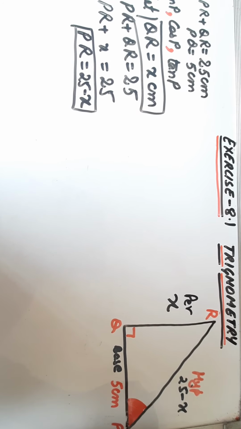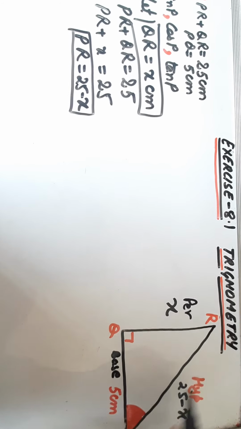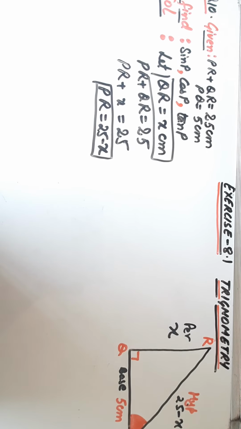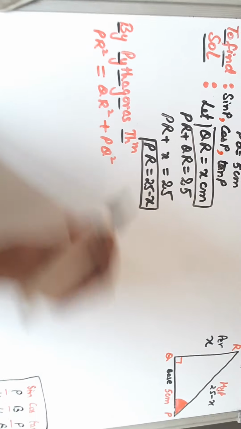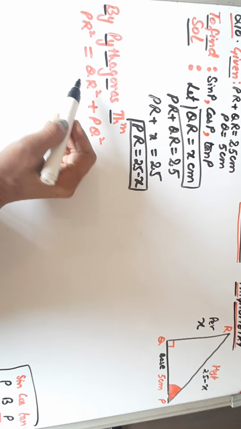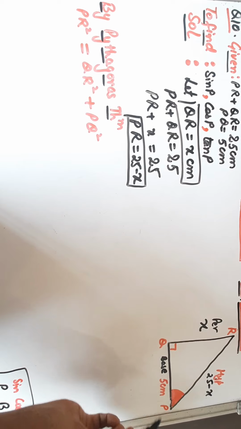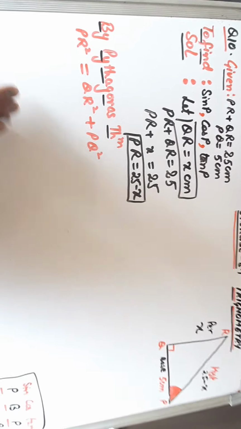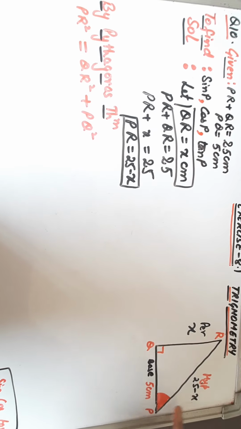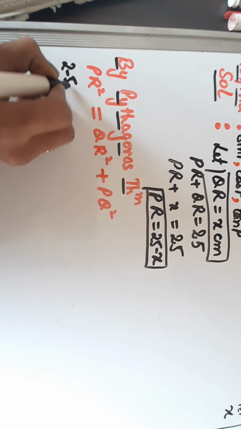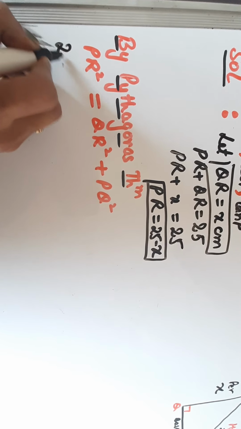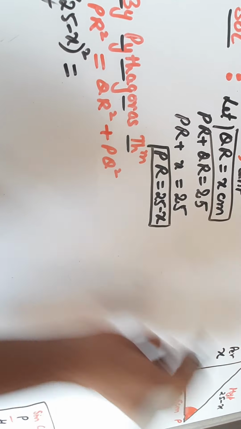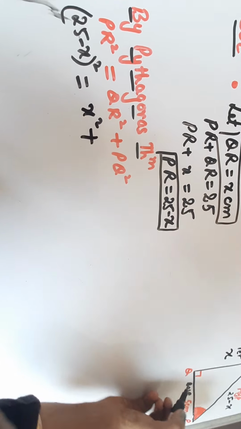As usual, I told you many times that to find out all the sides of a right triangle, we have to use Pythagoras theorem. So let us apply Pythagoras theorem on this triangle. So by Pythagoras theorem, the hypotenuse, that is PR square, is equal to PQ square plus QR square, like this. So let us put the values whatever we have, like PR is 25 minus x, but put the whole square, is equal to QR as x, so x square, plus PQ is 5, so 5 square.